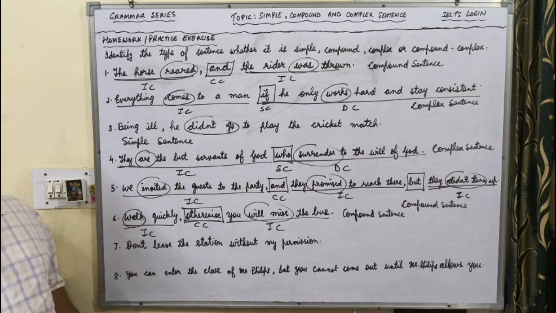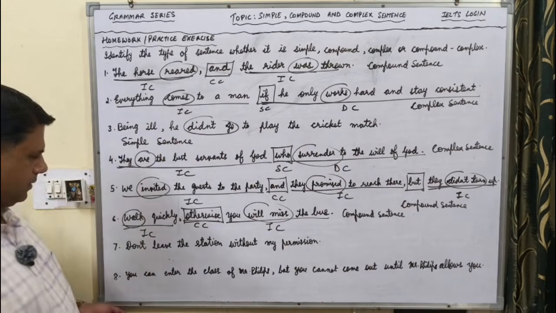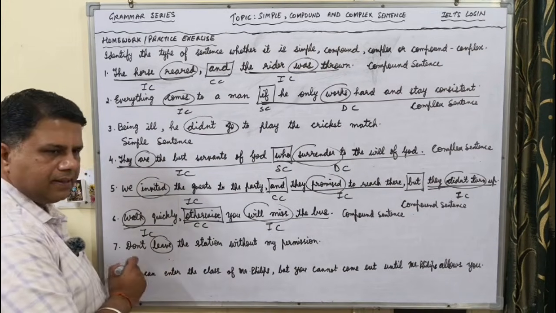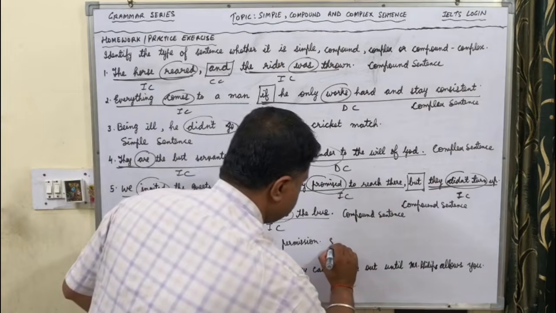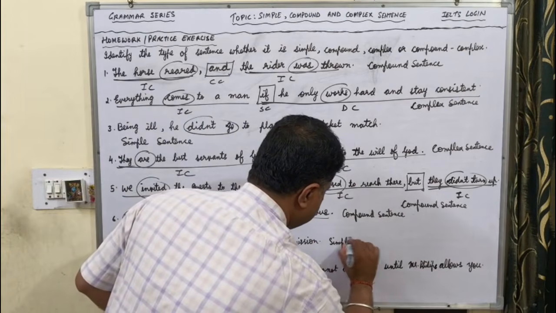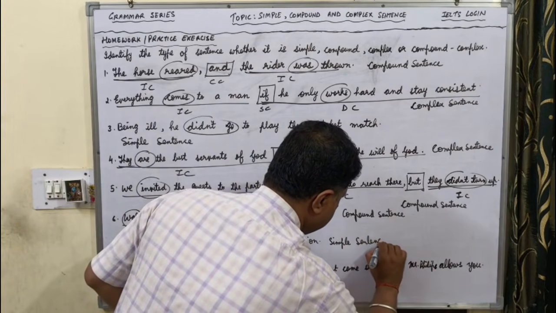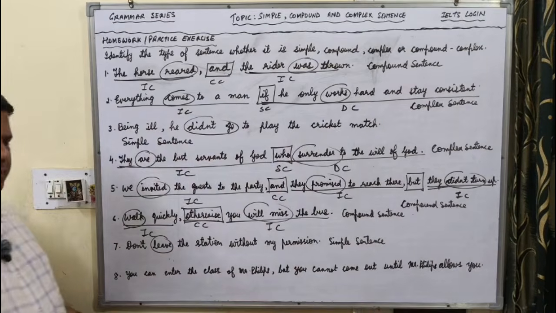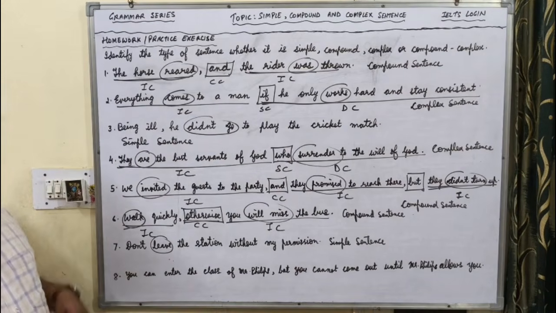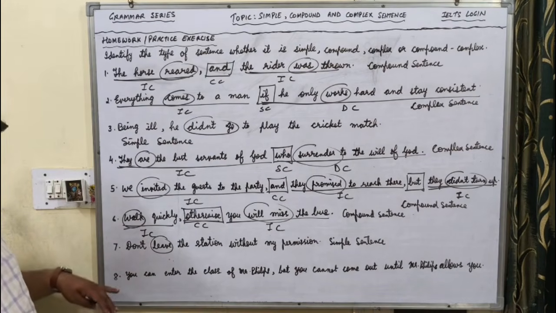Don't leave the station without my permission. Only one tense element is there, nothing else. So this is a simple sentence. Only one tense element, one independent clause is there.